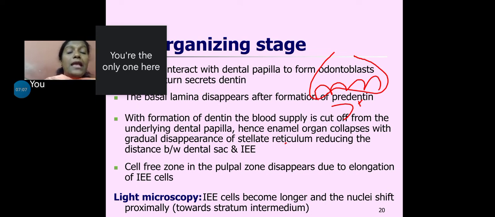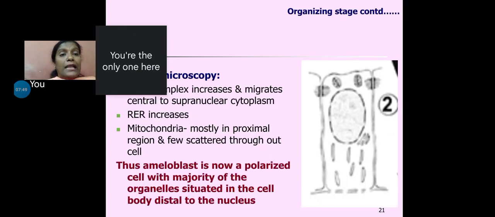In light microscopy, the inner enamel epithelial cells now become longer, and the nucleus moves from the central position towards the proximal end of the cell. So it becomes a polarized cell. It's no longer in the center, it is shifted to one end, thereby making it a polarized cell. Such a cell, which is large in size with a polarized nucleus, is called an ameloblast. So from the cap stage to the early bell stage, we are now talking about the events occurring in the early bell stage. You will no longer call them inner enamel epithelial cells, you will call them ameloblasts. You need to draw the cells correspondingly.